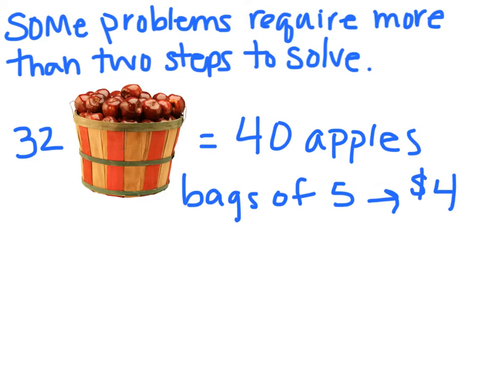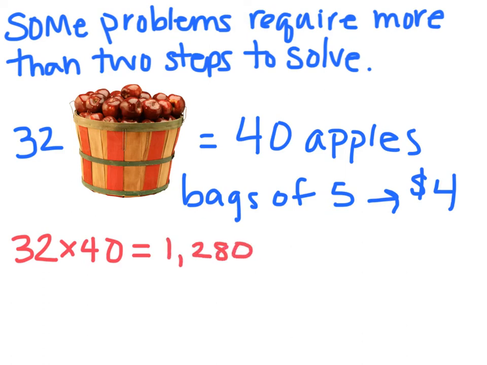The first step we'll need to take is to figure out how many apples we have. We have 32 cartons that contain 40 each. So we'll take 32 times 40 to get 1,280. And that tells us that we have 1,280 apples total. Next, we know that our volunteers bagged these apples into bags of 5. So how many bags did they create?